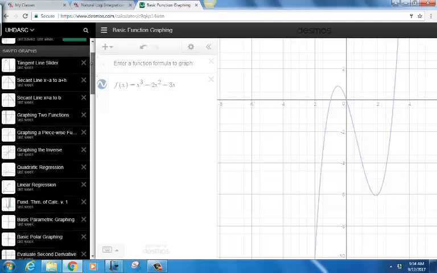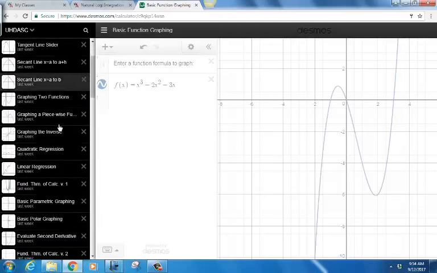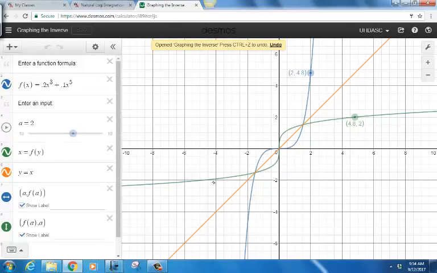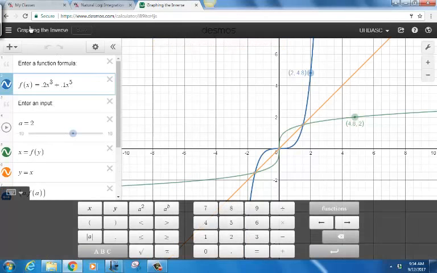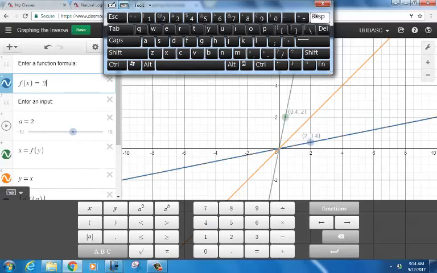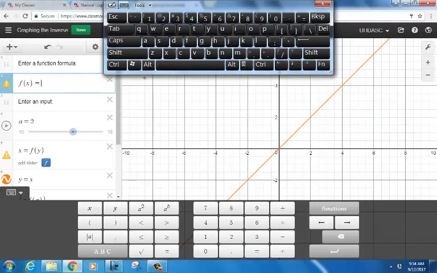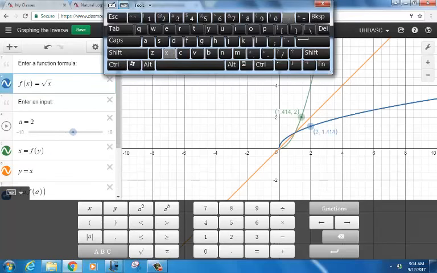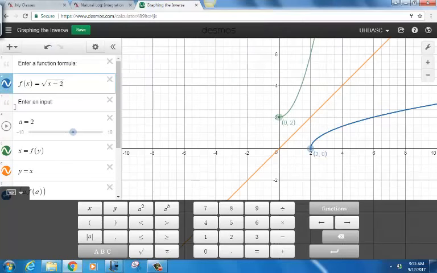Where do y'all see that? There should be a screen that's, there it is, graphing the inverse, okay? So all you have to do is type in a formula, and it'll graph the inverse for you. It's pretty good at doing this, so let's see, what was our formula? Square root of x minus 2, so there's the square root. So I want square root of x minus 2, right? And that's going to be the blue graph, okay? So the blue graph is going to be square root of x minus 2.